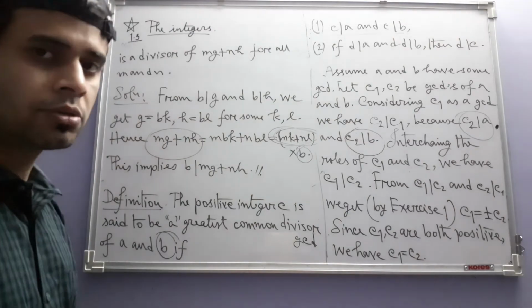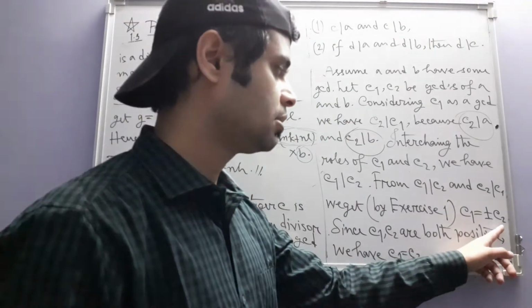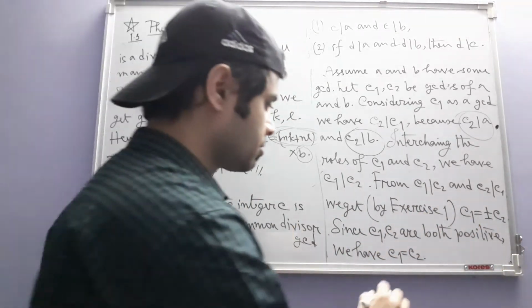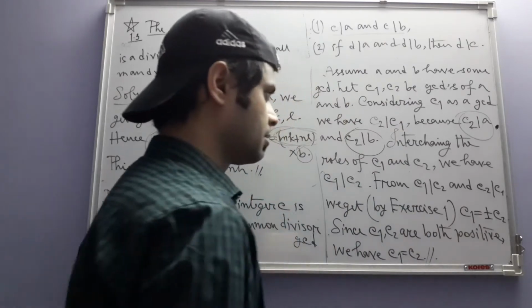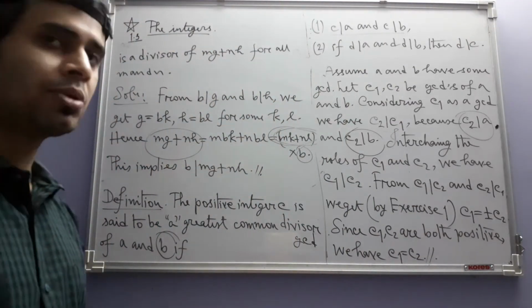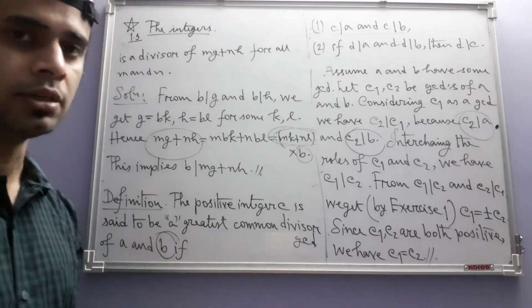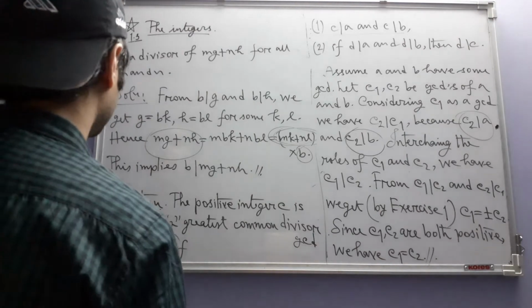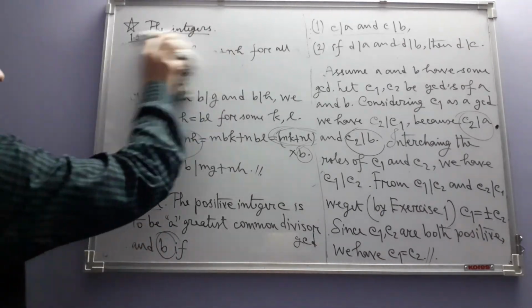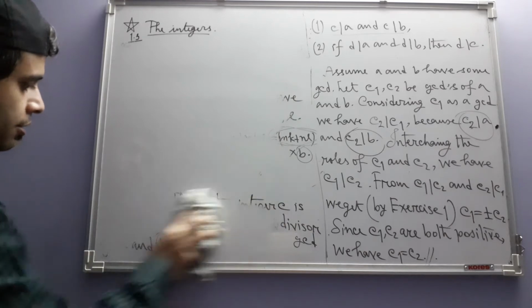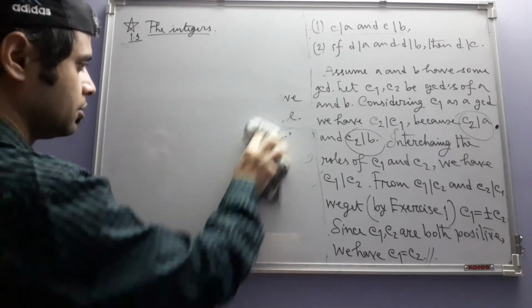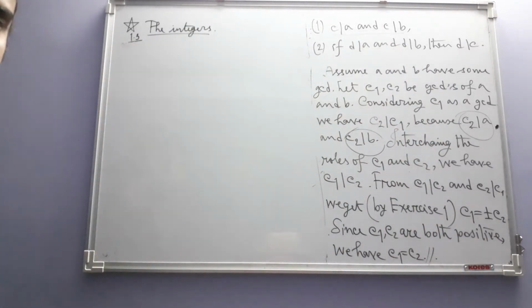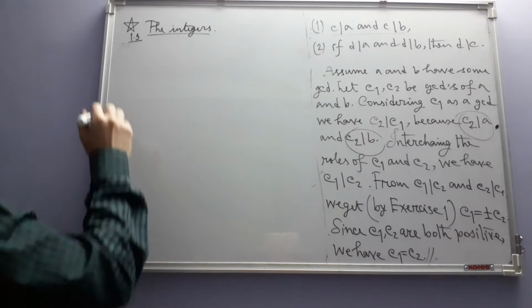We cannot have C1 equal to minus C2, because since C2 is positive, minus C2 will be negative, which cannot be equal to C1, which is positive. So this proves that whenever a GCD of two numbers exists, it has to be unique. Okay, so the question of uniqueness has been taken care of. Now we move on to a notation for the GCD of A and B. Now that there will be one GCD, if at all there is one, so we can formulate a notation.